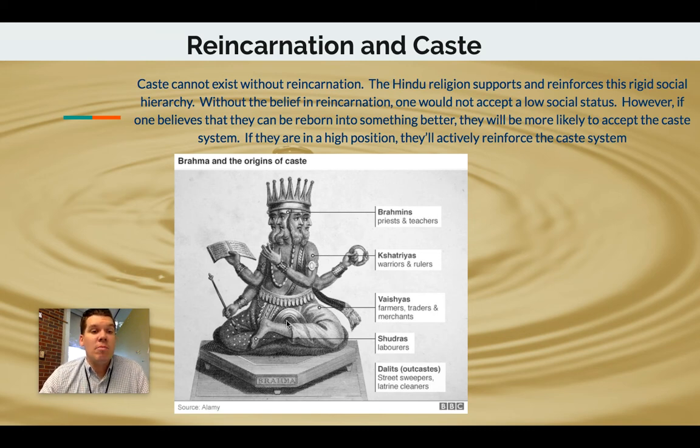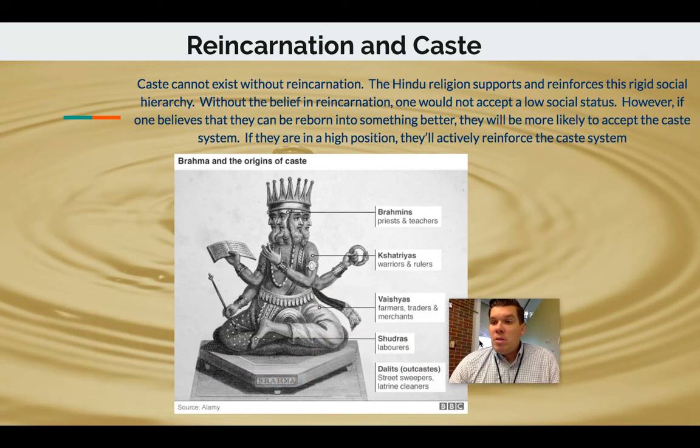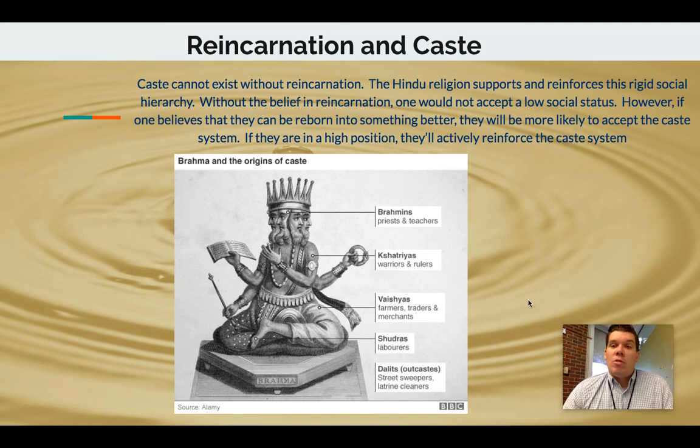And if you're a bad laborer, you'll probably be reborn as something worse than a laborer. You might be reborn as like a cockroach or a dung beetle or something like that. And it's this idea of reincarnation that makes this whole system stay the way it is. Without the belief in reincarnation, people probably wouldn't accept a life of being just a lowly laborer. But they often cling to this idea that if I'm a good laborer and I fulfill this lifetime of labor, I will be reborn as something better. And that's the way it'll work.